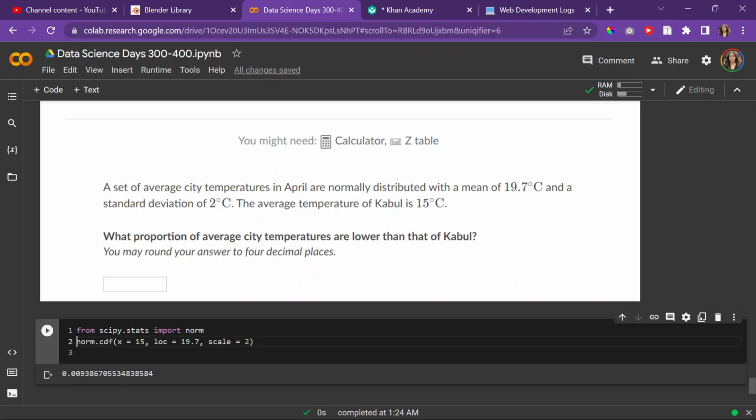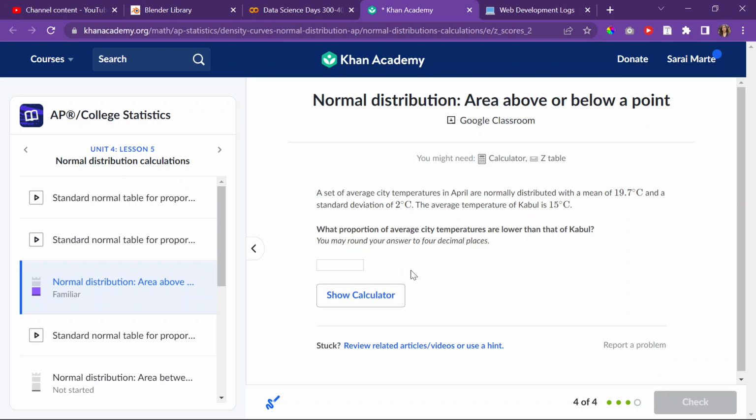And they want us to round to 4 decimal places, so I'll just round and write 4, and then that should be the answer. Just go to Khan Academy and paste that in there to check if I'm right. All right, good. So that's the answer.